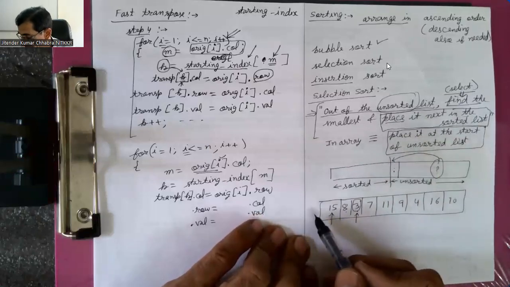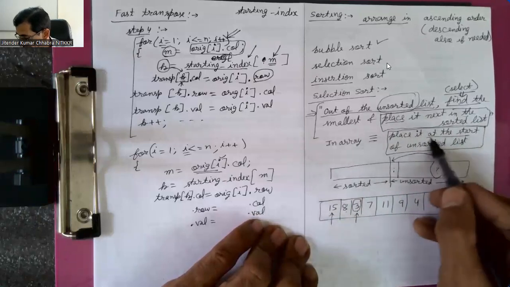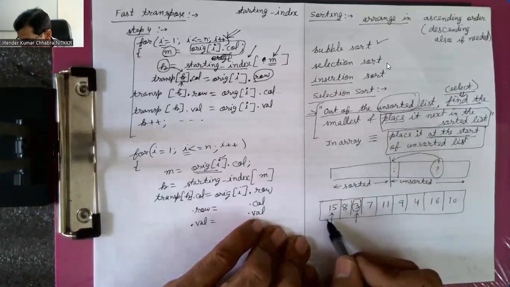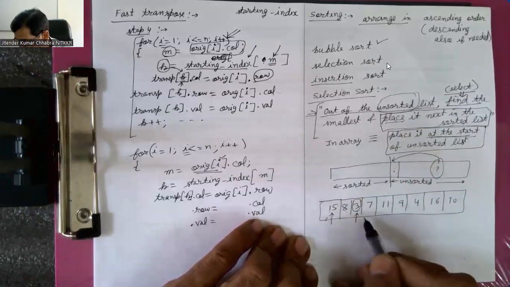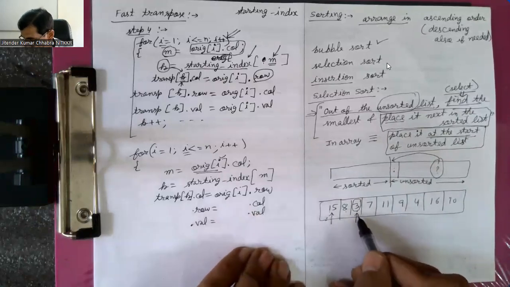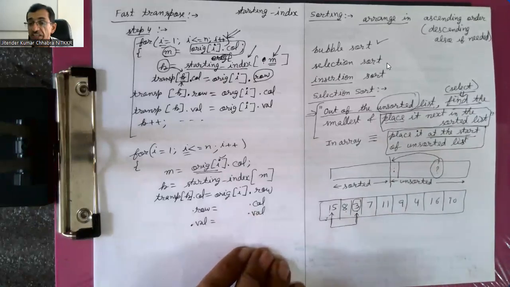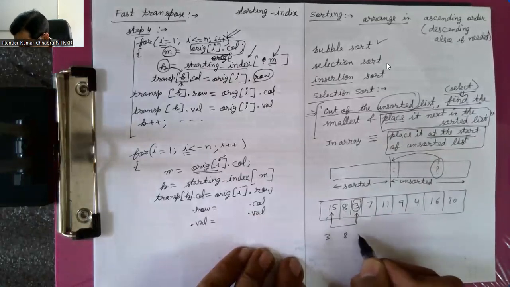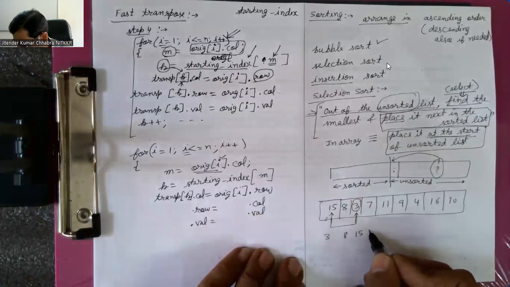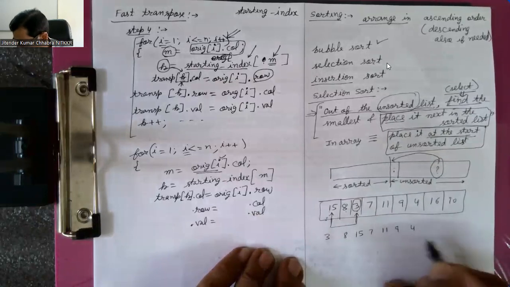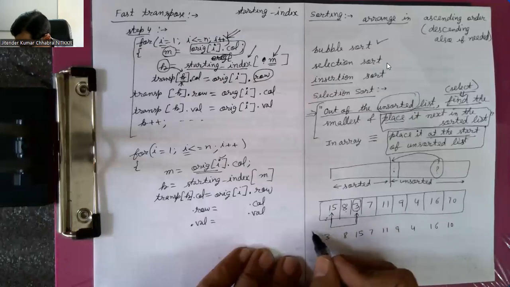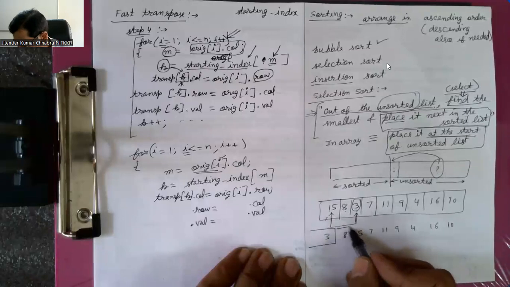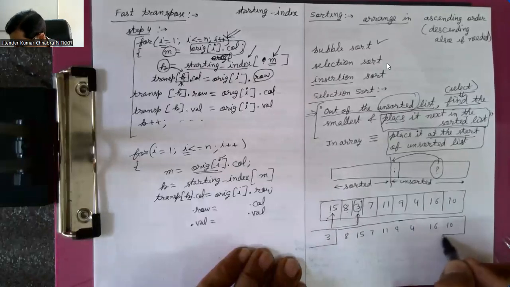Initially the sorted list is empty, which is equivalent to saying place it at the start of the unsorted list. So 3 should come at this position. How to bring it? Obviously 15 should not be lost. So I will interchange these two values. That means 3 will come here, 8 will already be here, 15 coming here, and the rest remain as they are. But by this process, up to this is a sorted list, and now the remaining is the unsorted list.